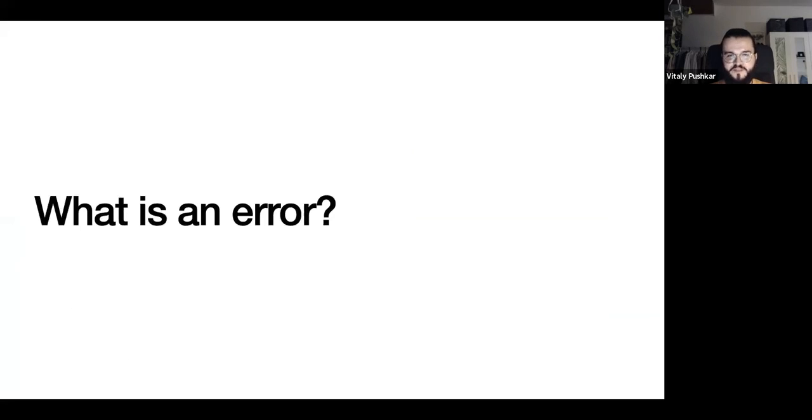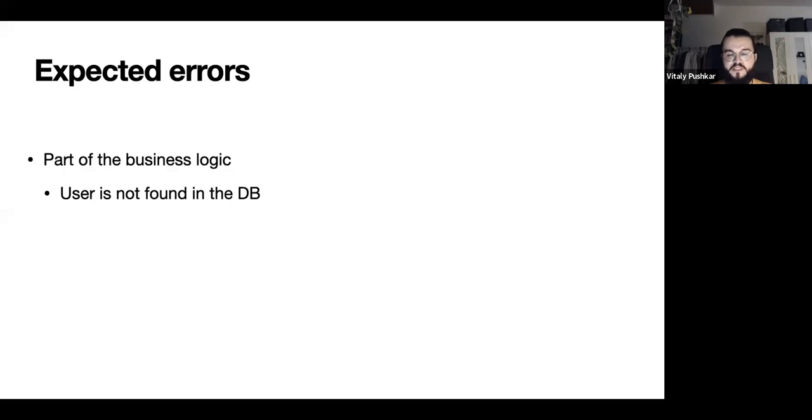Let's talk about errors. What is an error? I like to think that there are generally two categories of errors that might happen during an execution of a program: expected and unexpected. Expected errors often come from the domain or the business logic of an application. For example, a user cannot be found in the database, or the sum of debits doesn't correspond to the sum of credits on an account, and so on.